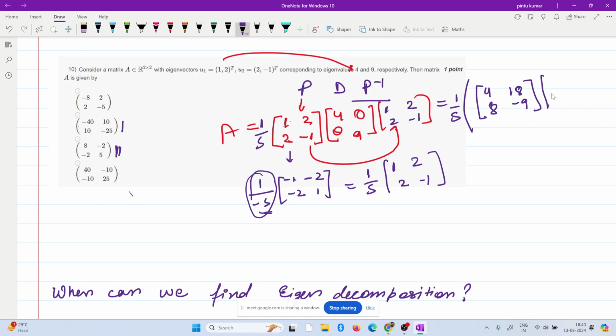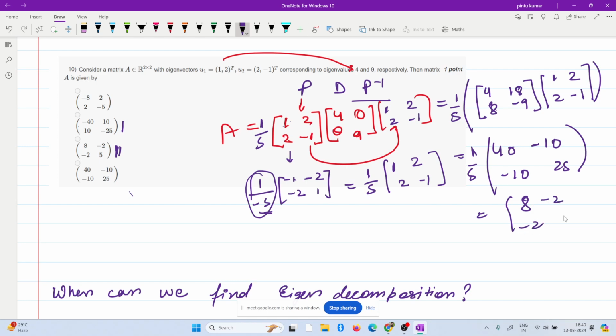Yeah. And then we have 1, 2, 2 minus 1. So this is 1 by 5. 4 plus 36 is 40. 8 minus 18. Right, so it is minus 10. So this is 8 again minus 18, again this is minus 10. 16 plus 9 is 25. So if you divide it by 5, this is nothing but 8 minus 2 minus 2.